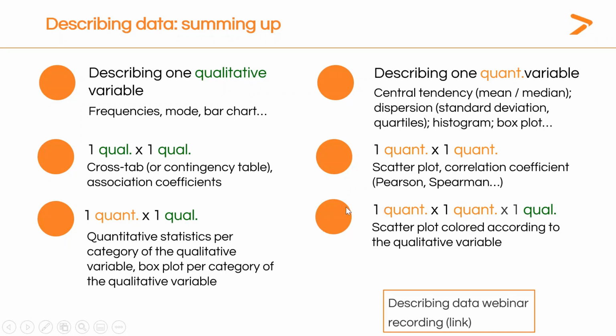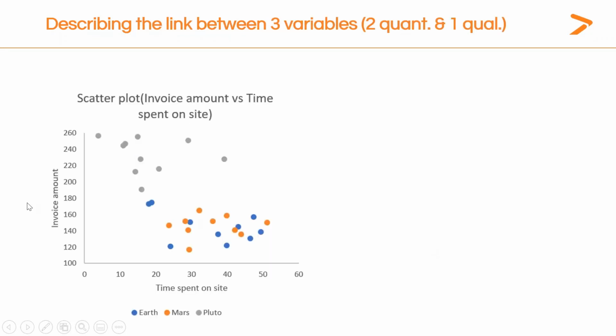And at last, I want to focus on this one. In terms of transition to the current webinar today, I had shown you one way of displaying the link between three variables, two quantitative and one qualitative. So I drew a scatter plot colored according to the qualitative variable. So we obtained something like this. We drew a scatter plot between two quantitative variables, invoice amount and time spent on site, and we colored each point according to the origin, which is a qualitative variable.